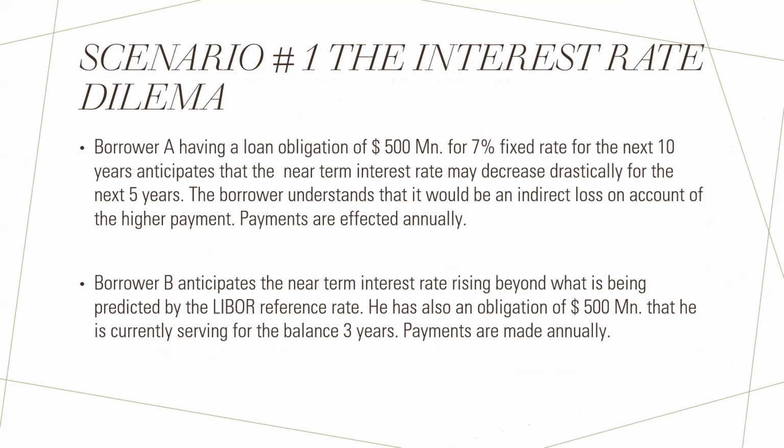Let's say we have two borrowers. Borrower A has a loan obligation of $500 million at a 7% fixed rate for the next 10 years. He anticipates that the near-term interest rate may decrease drastically for the next 5 years. The borrower understands that it would be an indirect loss on account of higher payments. Payments are made annually. So let's try and figure out what exactly is being talked about.